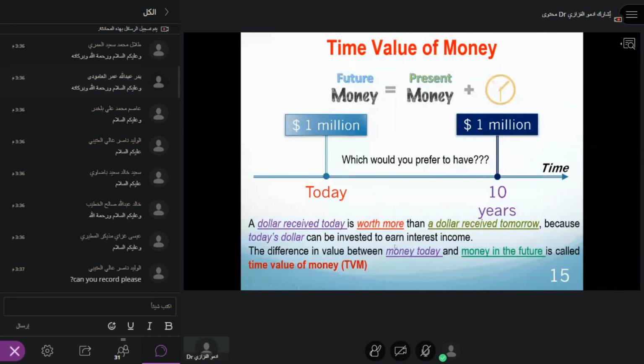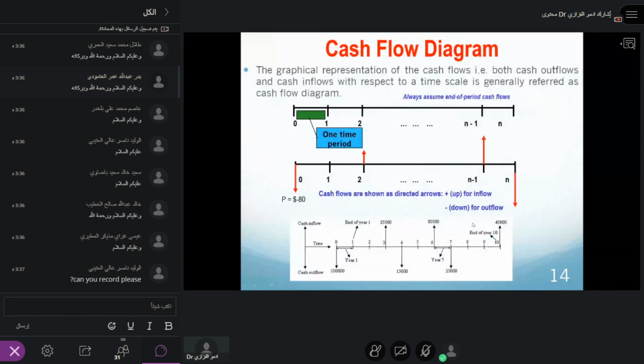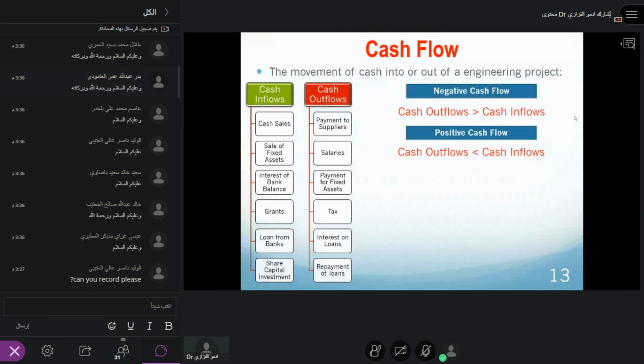This is another potential question that can come up, maybe as an essay or a multiple choice question. What is time value of money? Or the difference between money today and money in the future is called time value of money, true or false, and so on. Another potential question: $1 received today is more than $1 received tomorrow, true or false, or why. What is the definition, or what do you understand by cash flow diagram? Arrows pointing up in a cash flow diagram represent what? They will ask what is negative cash flow, what is positive cash flow. A question can be twisted in any form. Salaries are considered cash inflows, true or false. These are the kind of things you will be asked.